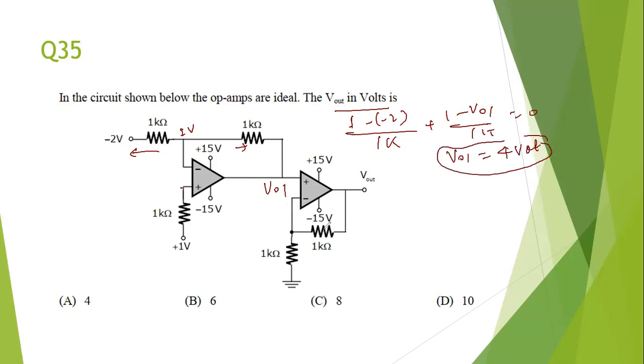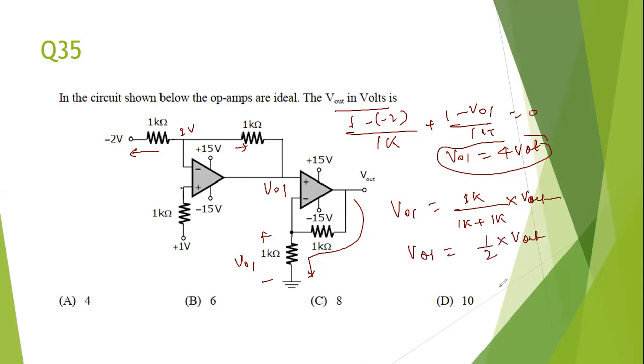Now just apply here. This is V01, so this potential is also V01. So just apply the potential divider rule. V01 can be written as 1K upon (1K plus 1K) into V output. So V01 is equal to 1 by 2 times V output. So V output is equal to 4 into 2, which is 8 volt. So answer C is the right answer. It's a very simple question. Answer C is the right answer.